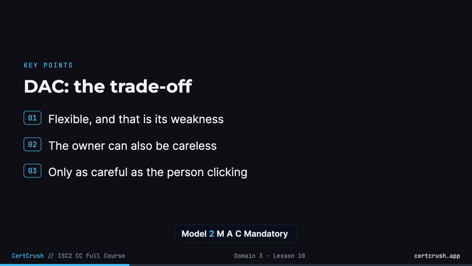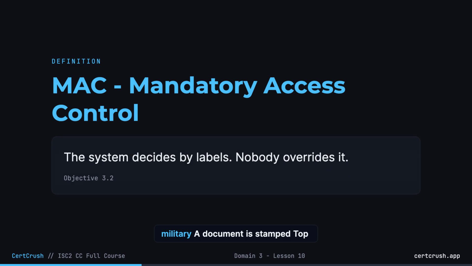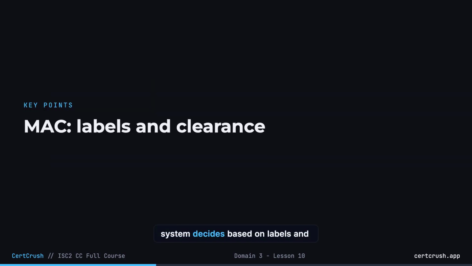Model 2. MAC, Mandatory Access Control. This one is the opposite of discretionary, and the word mandatory is your clue. Picture the military. A document is stamped top secret. You hold a secret clearance. You cannot open that document, and here's the key part. You cannot choose to share it either, even if you wrote it. The system decides based on labels, and nobody overrides it.